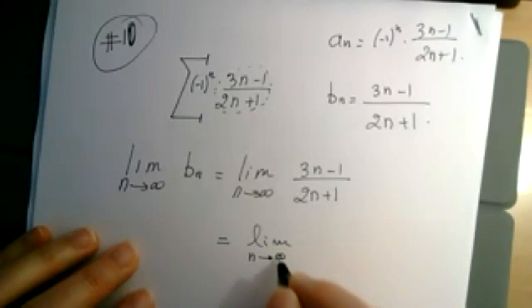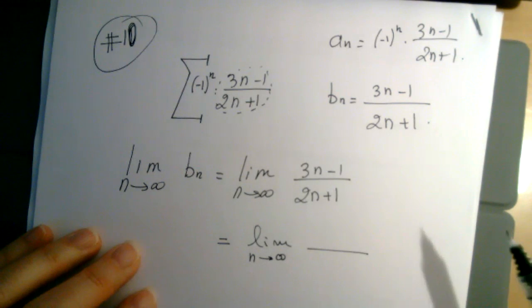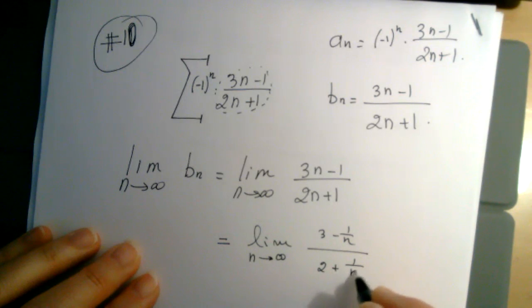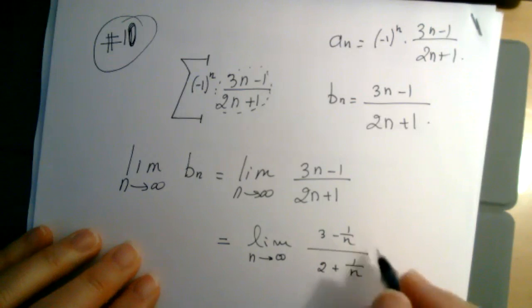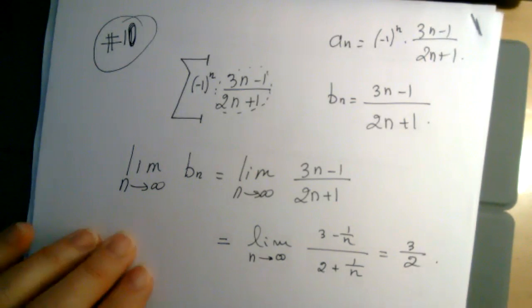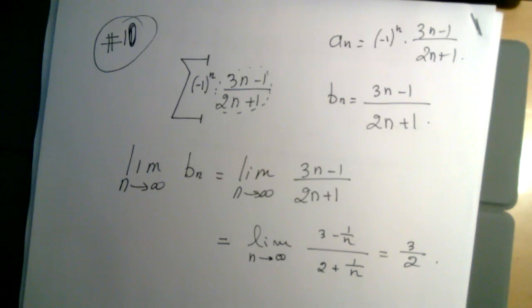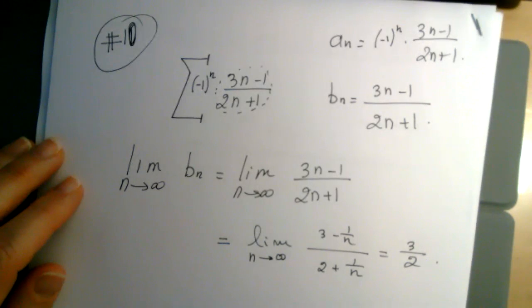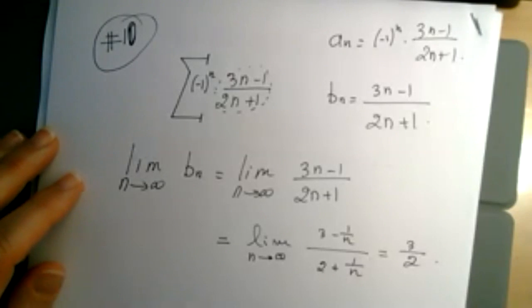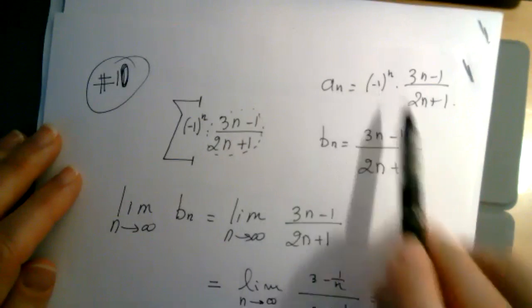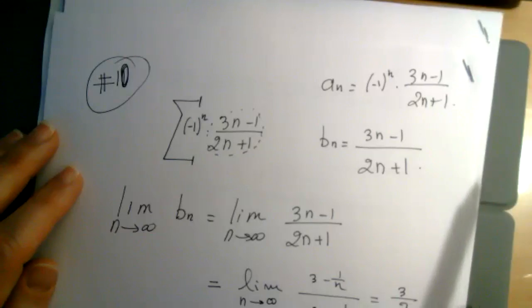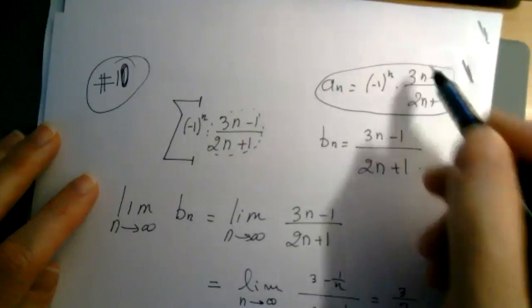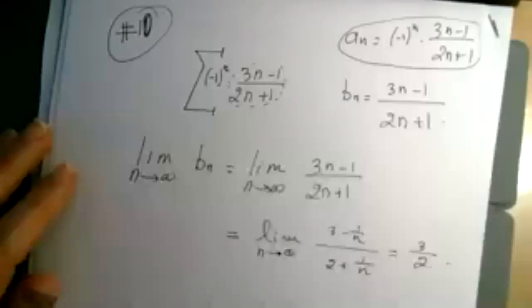Do we know? Very easily. If I divide numerator and denominator by n, I get 3 minus 1 over n, over 2 plus 1 over n. So as n goes to infinity, this is equal to 3/2. So already I know there is trouble. It means the positive terms bn actually become close to 3/2. So the original terms of the series, the an, are those going to go to 0? Yes or no? Will those terms go to 0? Ideas?